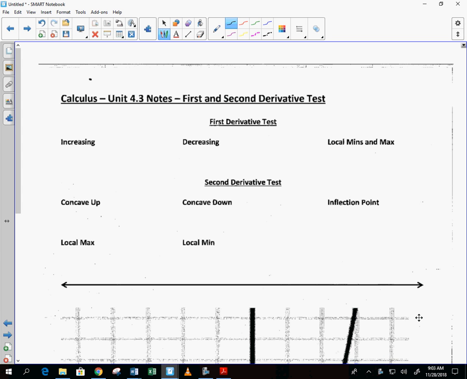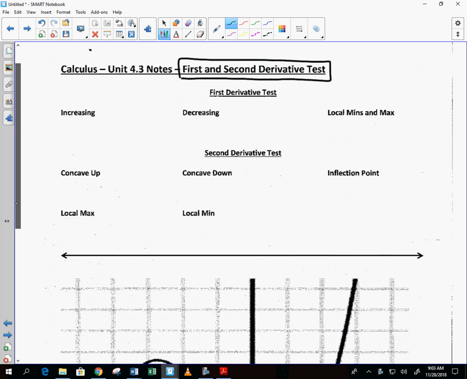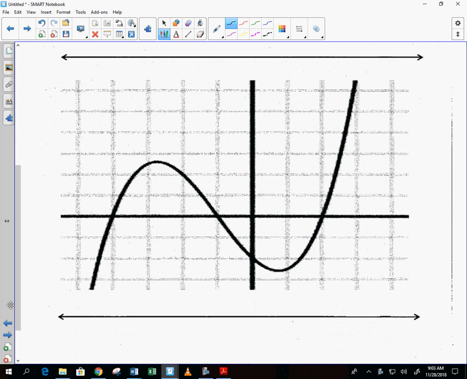So today we are going to learn about first derivative and second derivative tests and what they can do for us in terms of learning about a curve. The first thing they tell us is whether a function is increasing or decreasing. Here's my function. You tell me, is the function increasing or decreasing? Neither, right?